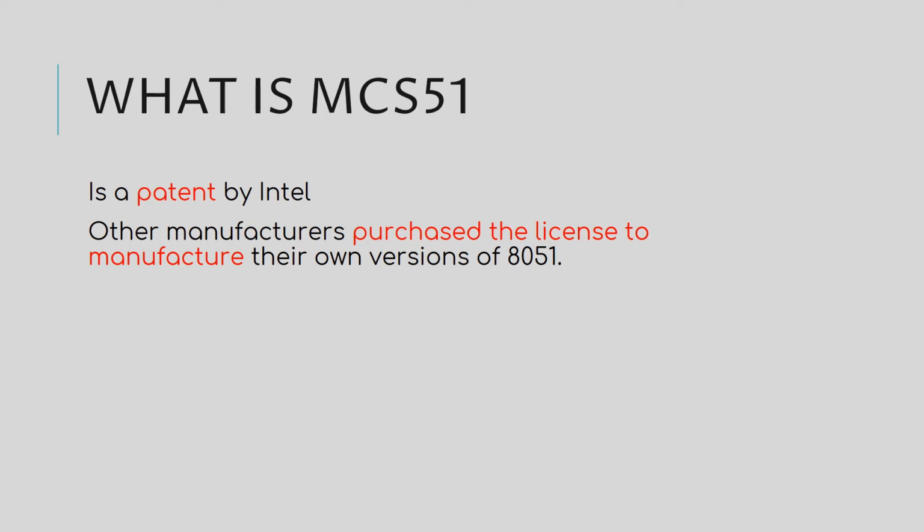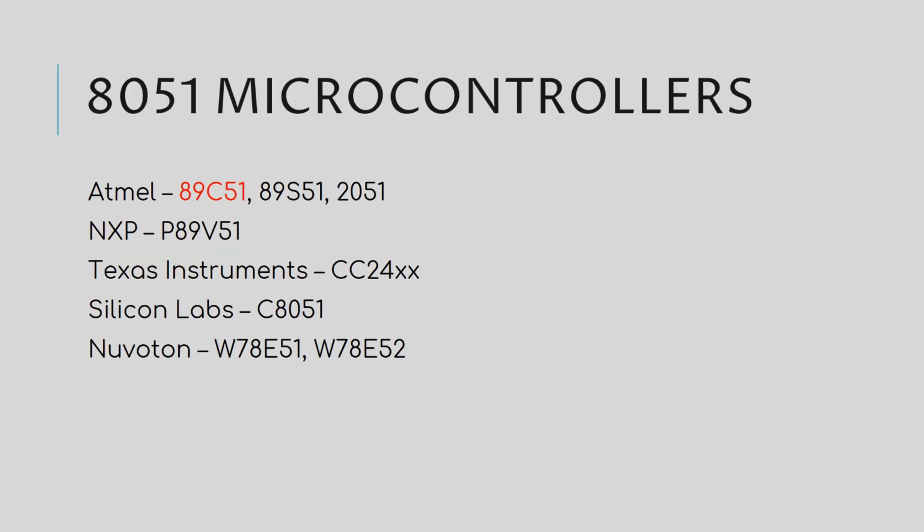Other chip manufacturing companies who are into this business have purchased the license from Intel to manufacture their own versions of 8051, and such companies are here. Atmel Corporation manufactures 89C51, 89S51, 2051. These are all 8051 versions. NXP Semiconductor manufactures P89V51. This is also a version of 8051.